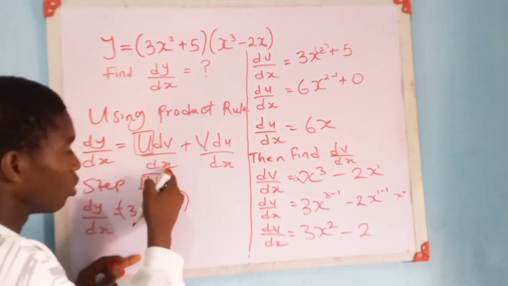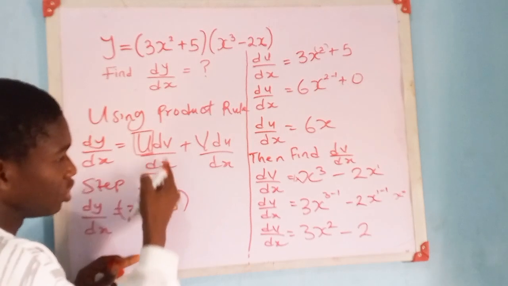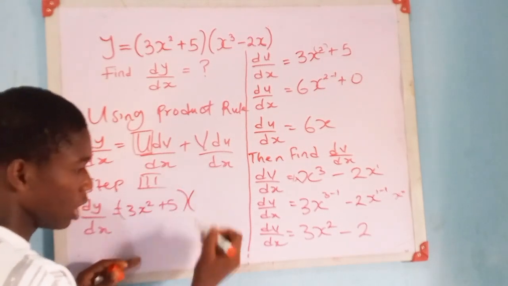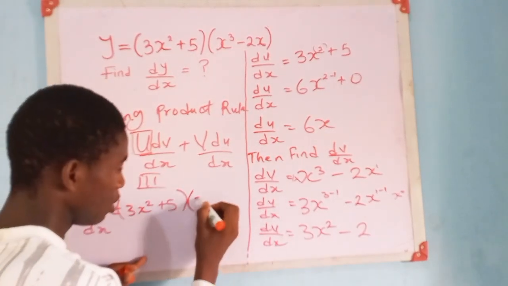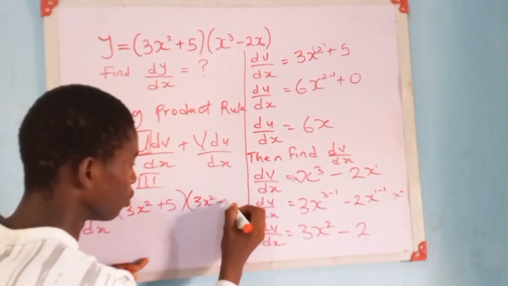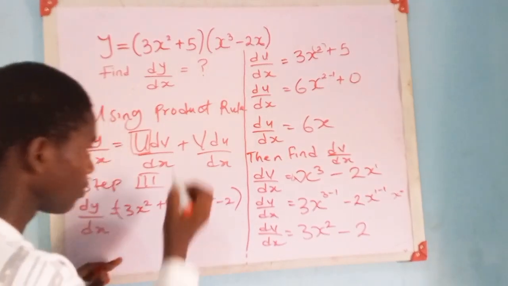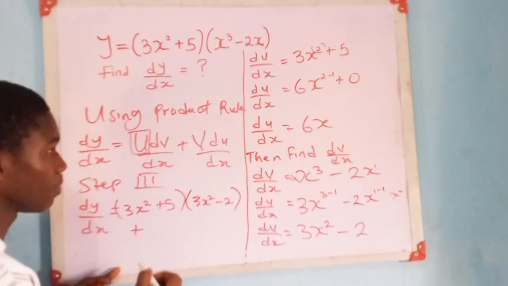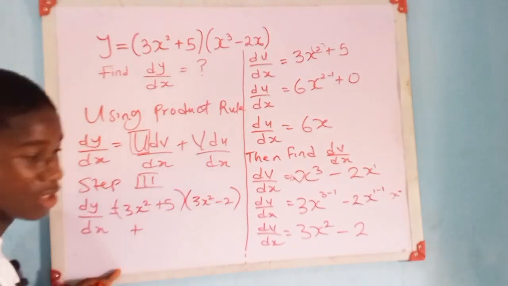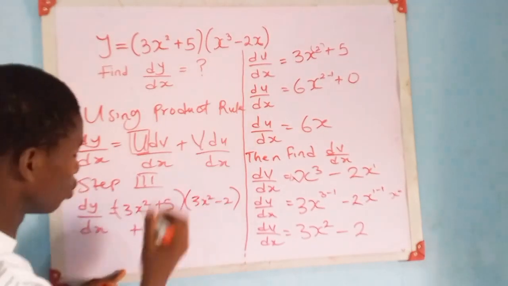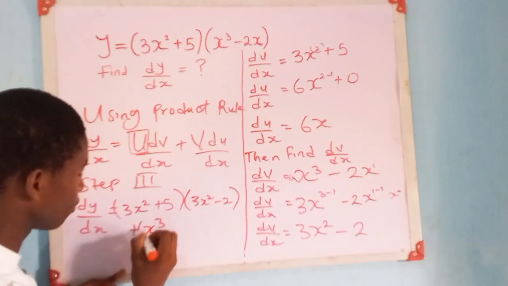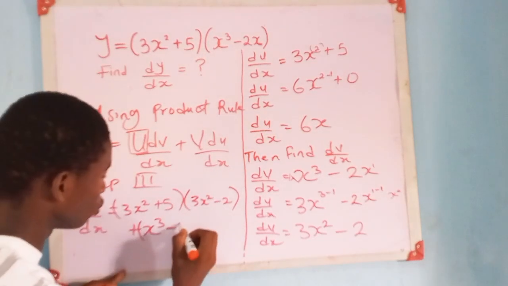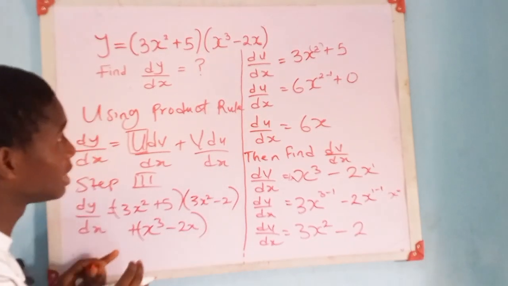Then dv over dx. So you are looking for the value of dv over dx to multiply it with. So now, what's the value of dv over dx? 3x squared minus 2. You understand? Then we have our addition, plus v. What is our v? This other part, which is x raised to the power of 3, put them in the brackets, minus 2x. You understand?